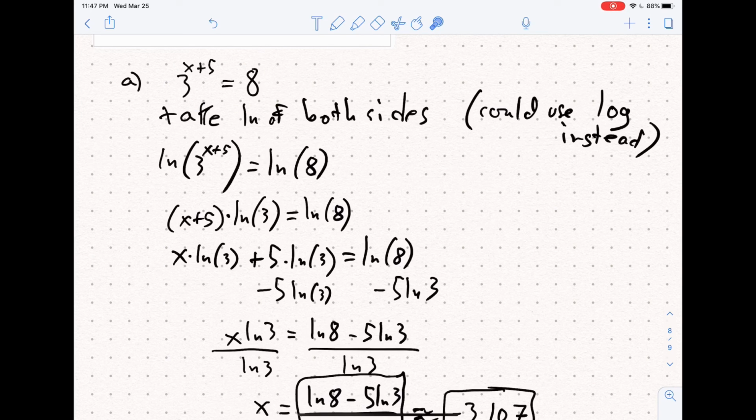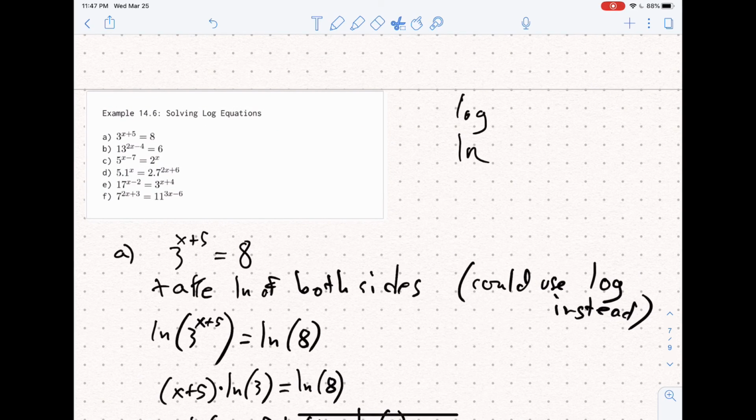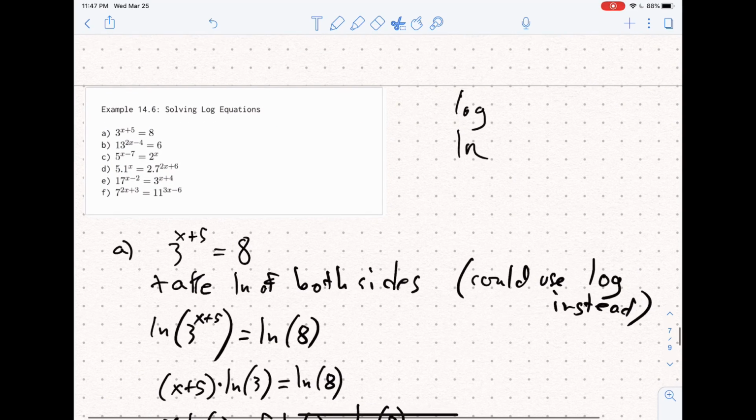Okay. I'm going to pause here. Please go ahead, work through the next example yourself, see what you come up with, and then come on back and we'll take a look at it together. Okay. So part B.